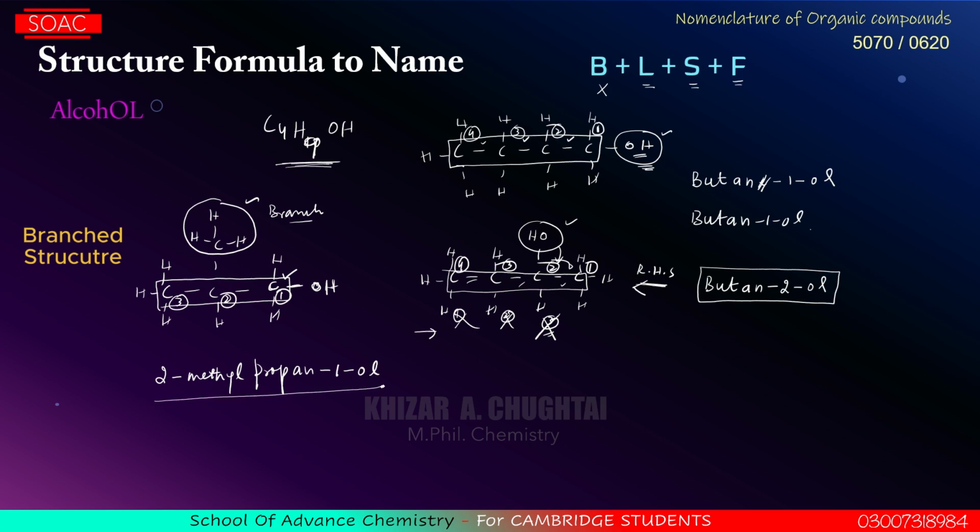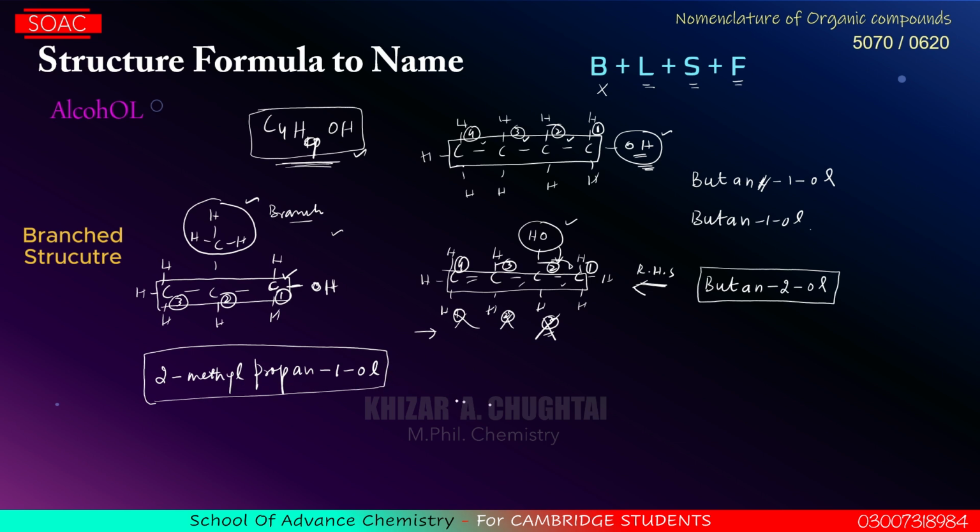2-methyl propane 1-ol is the name of this compound, and it's also having C4H9OH molecular formula. So this is the third isomer of this formula, C4H9OH. But it is a branched structure, and its name is 2-methyl propane 1-ol.